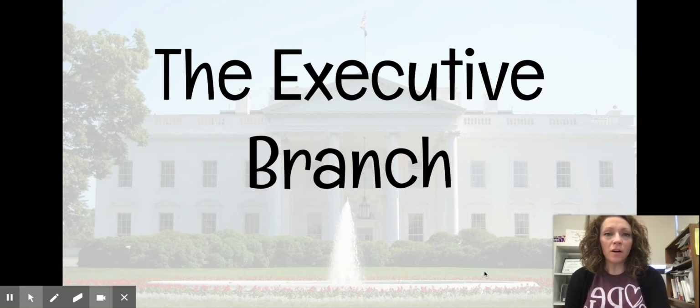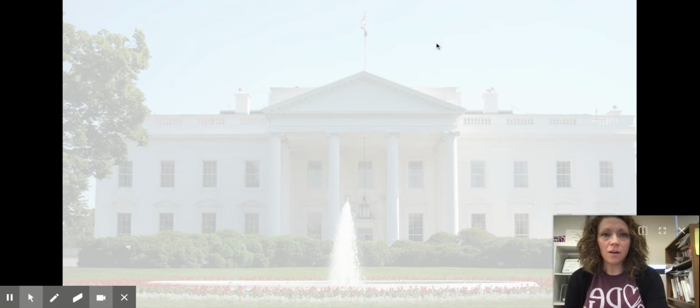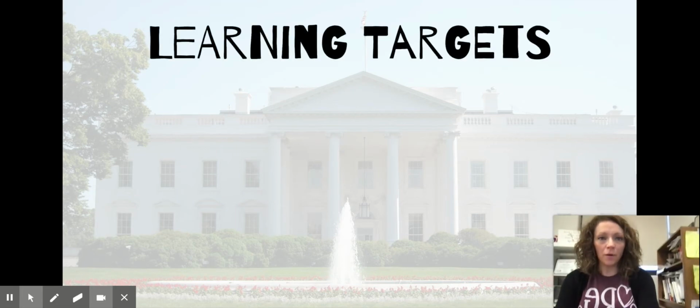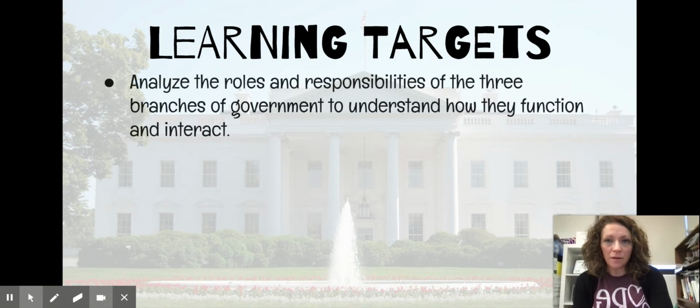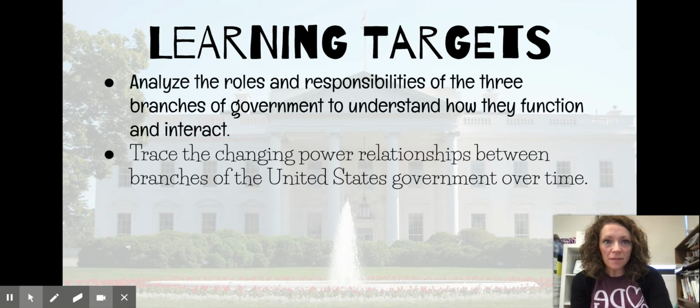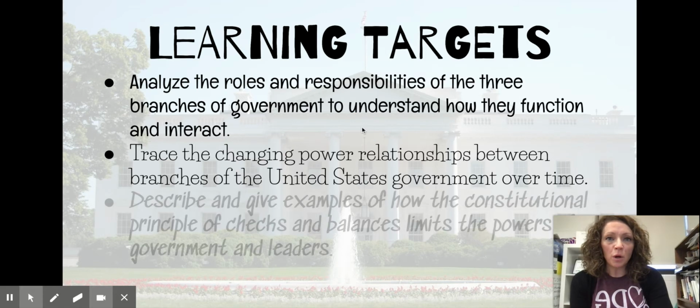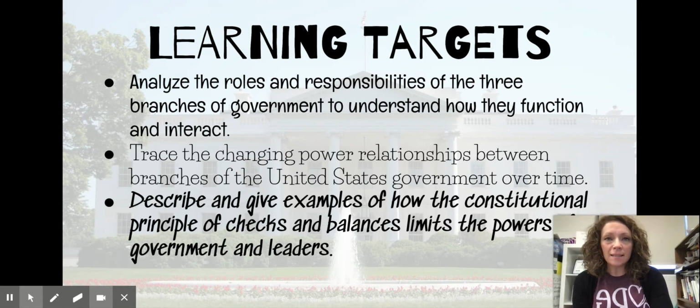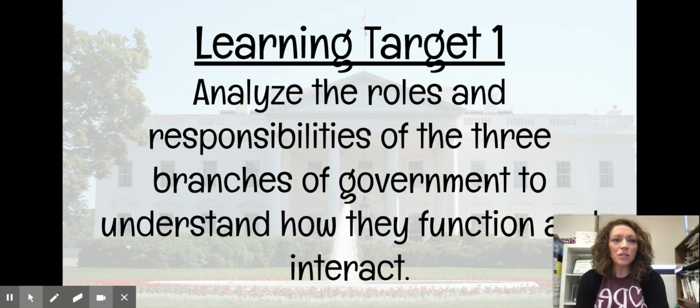And we are going to get started today on our learning targets. Remember, you never have to write these down. We're going to analyze the roles and responsibilities of the three branches of government. We're going to look at how power and relationships have changed between the president and other branches of government over time. We're going to look at, again, checks and balances. That's kind of a big deal. And our learning target today is we're going to analyze the roles and responsibilities of the three branches, figure out how they work together. All right.